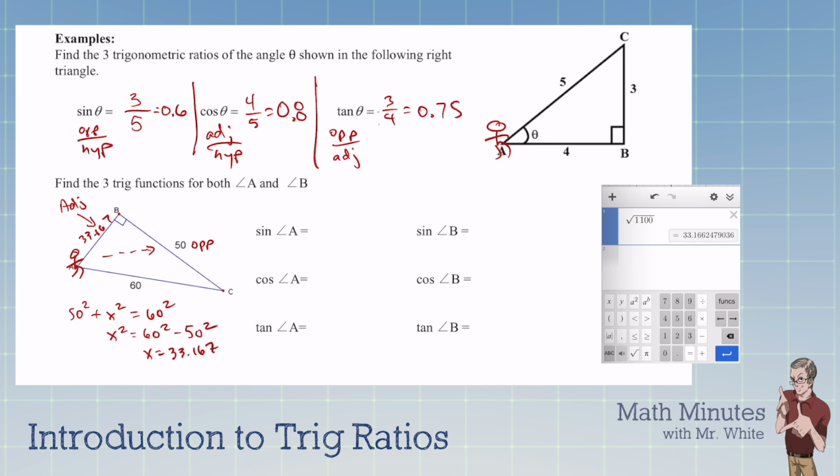All right, so the sine of angle A, again, here's angle A. The sine is going to be opposite over hypotenuse. So what is the fraction? 50 over 60. What would be the cosine of angle A? Adjacent over hypotenuse. So that's going to be our 33.167 divided by 60. And then finally, tangent would be the opposite leg, which is 50 in this case, all over 33.167.